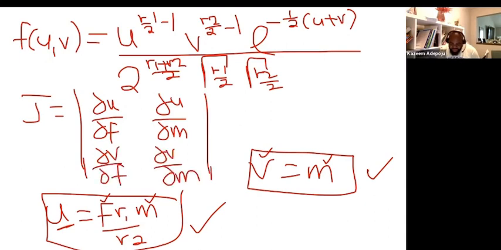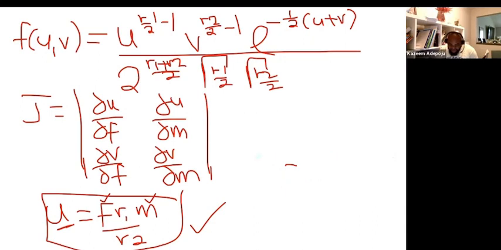Is there anyone who doesn't understand the formula for the Jacobian matrix? We're going to differentiate u with respect to f, and u with respect to m. We're going to differentiate v with respect to f and v with respect to m. That's all we're going to do. Now, here v is equal to m, let me write it here.